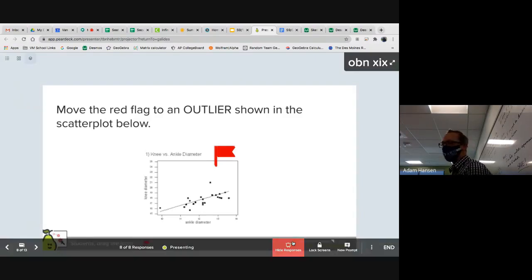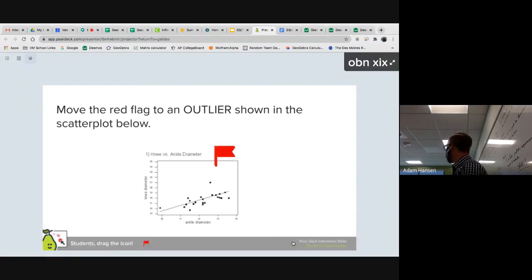I see one flag. Does that mean that everyone put it in the same spot? Yeah, pretty much. They all overlaid over that top dot. Everyone put it on this top point right here. I think of maybe these two as being kind of outliers, right? They have pretty large kneecaps given the size of their ankles.